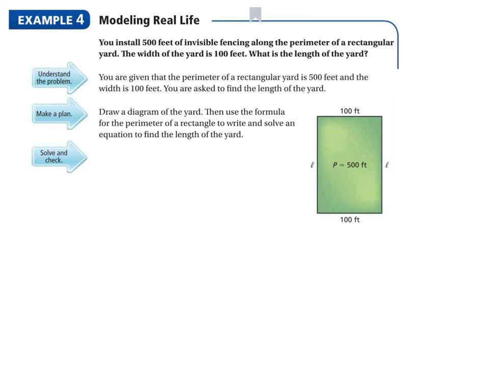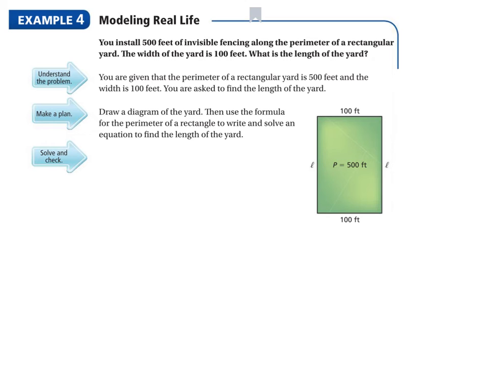And now let's look at a real life problem. So you install an invisible fence. Fence is always perimeter. I always say if you're thinking of a yard, think of the fence as the perimeter and the grass as the area. So all along the outside, we're installing this fence. The width of the yard is 100 feet. So width is here. They've already diagrammed it for us here. What is the length?